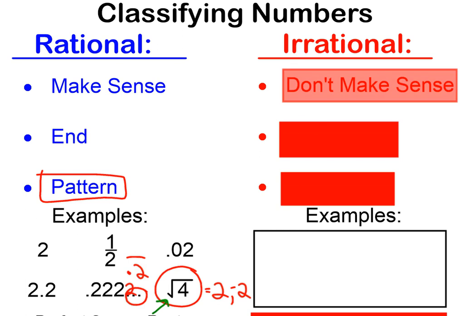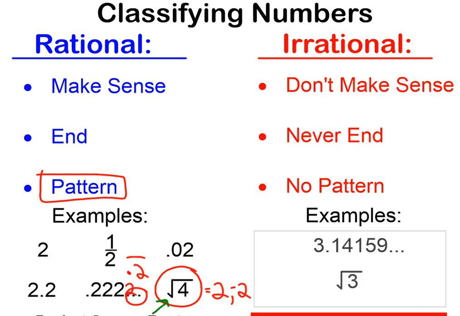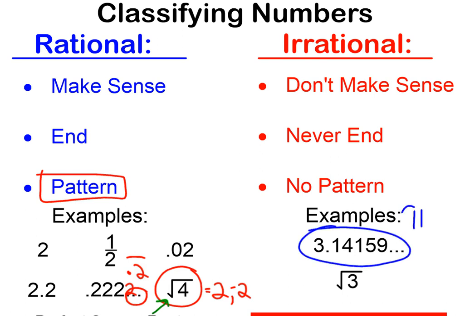Irrational numbers don't make sense. They are numbers that never end. They're also numbers that do not have a pattern. So we're looking for never-ending numbers, and we're looking for no pattern. Some examples are the most famous one, which is pi. Pi is famous because it goes on forever, and it never has a pattern. So 3.14159, I don't know what's coming next, so it doesn't make sense because there's no pattern.